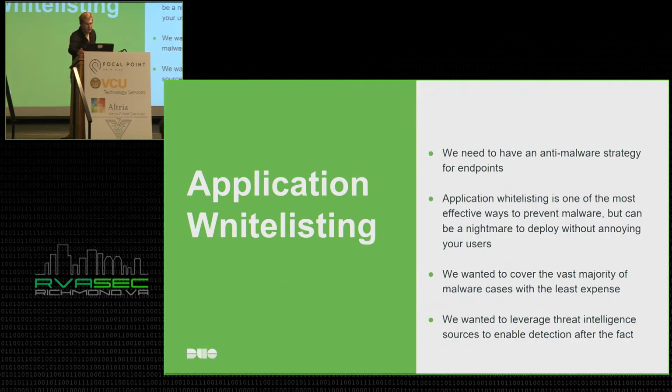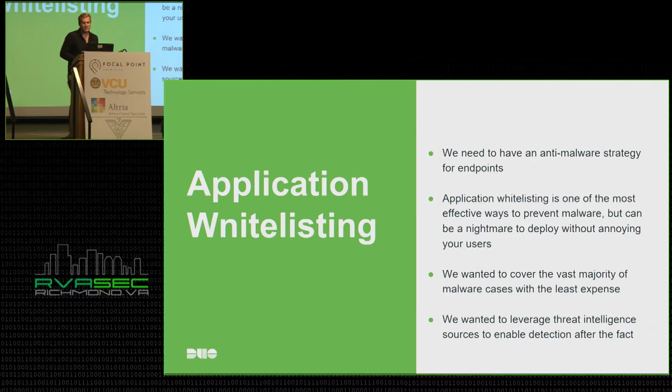So, an overview of application whitelisting and why we are using it. We need to have an anti-malware strategy for our endpoints. We can't just throw our hands up in the air and do nothing about anti-malware on our endpoints. We realize that application whitelisting is one of the most effective ways to do that, but it can also be a nightmare to deploy without annoying your users. Who here has rolled out application whitelisting? And how did that go?